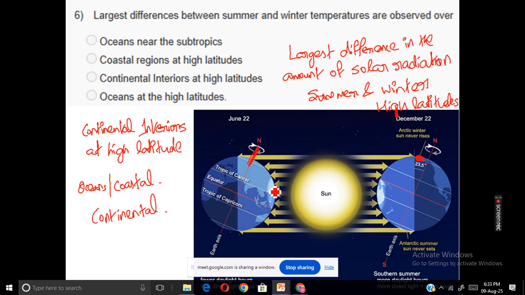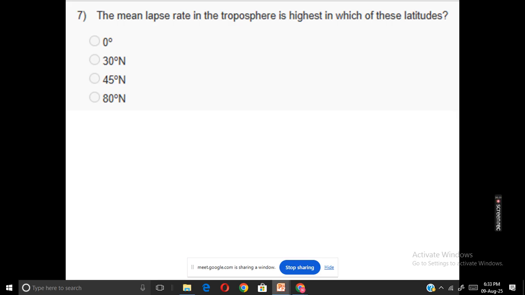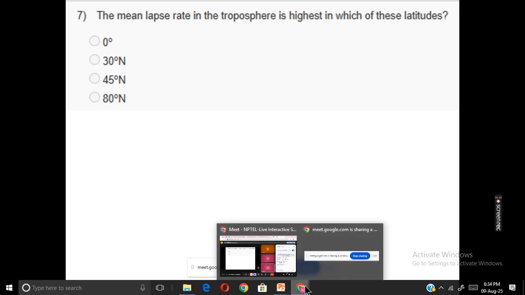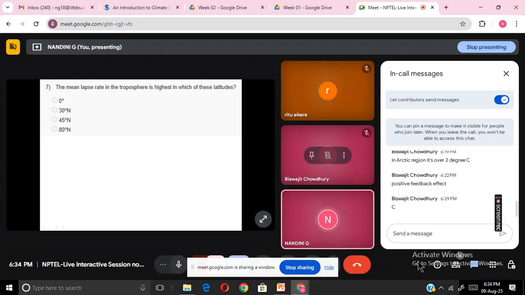Continental interiors at high latitudes. Now the next question: the mean lapse rate in the troposphere is highest in which of these latitudes? If you remember, we discussed how the lapse rate is changing during day and night, how the tropopause height is changing over the equator and poles, and we also discussed how the lapse rate is changing during different seasons.